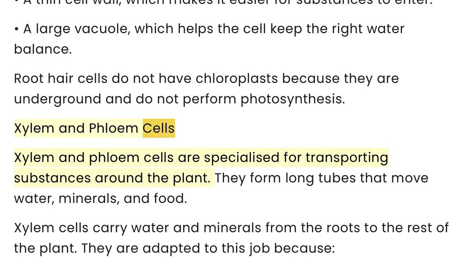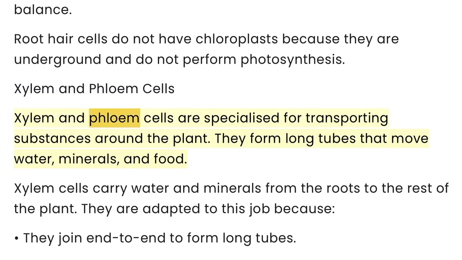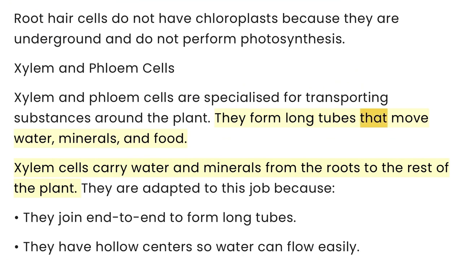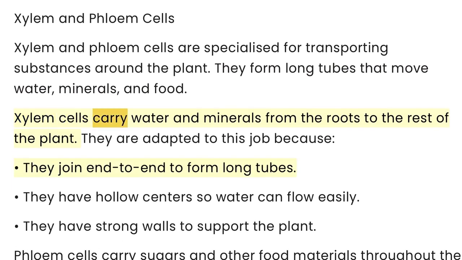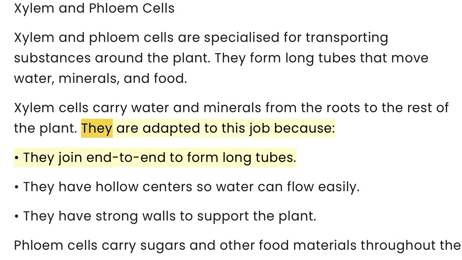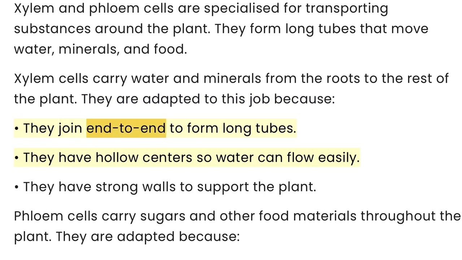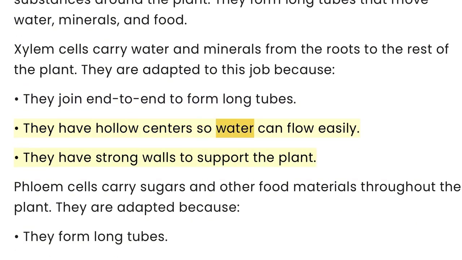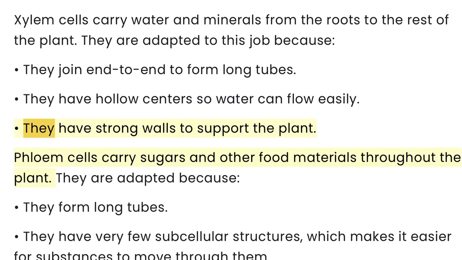Xylem and phloem cells. Xylem and phloem cells are specialized for transporting substances around the plant. They form long tubes that move water, minerals, and food. Xylem cells carry water and minerals from the roots to the rest of the plant. They are adapted to this job because they join end to end to form long tubes. They have hollow centers so water can flow easily, and strong walls to support the plant.